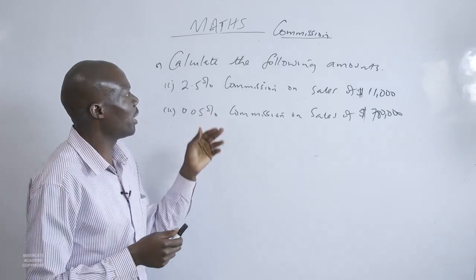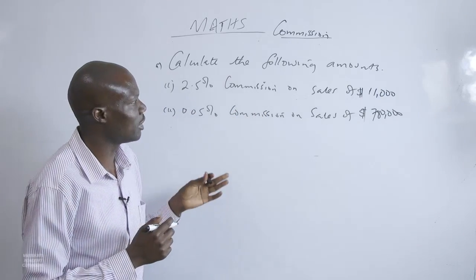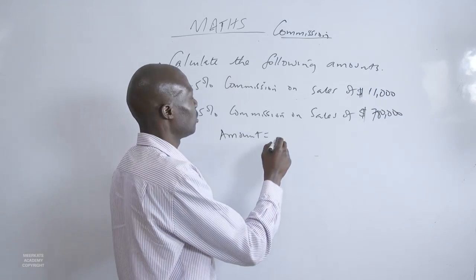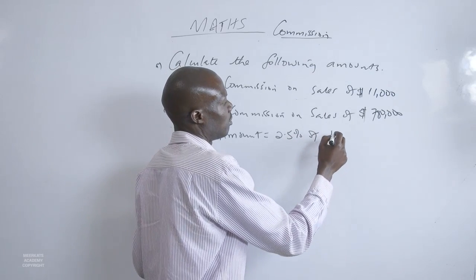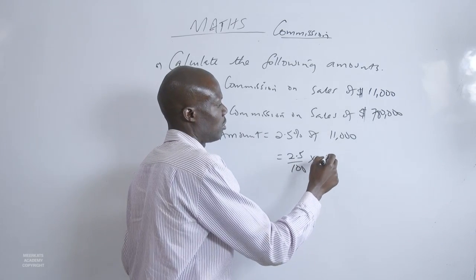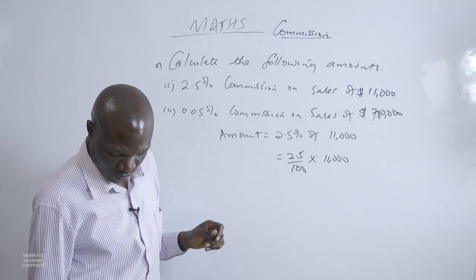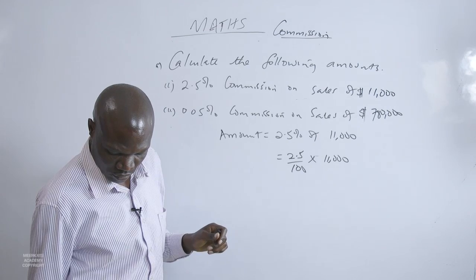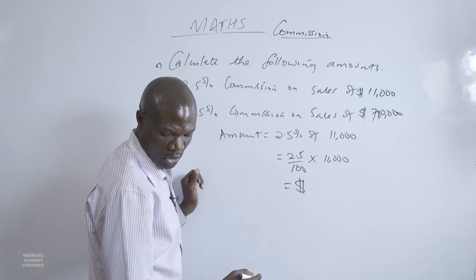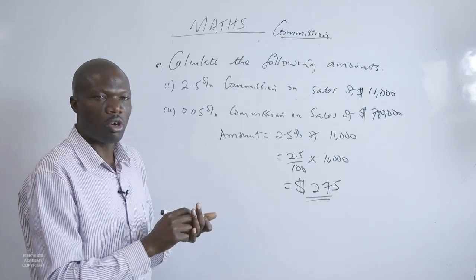So having talked about commission, calculate the following amounts. 2.5% commission on sales of $11,000. So we say that the amount is equal to 2.5% of 11,000, which is equivalent to, so when you work out that, you'll find that 2.5% of 11,000 will be equivalent to $275. So commission is all about finding the amount.